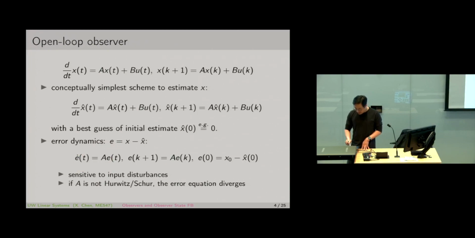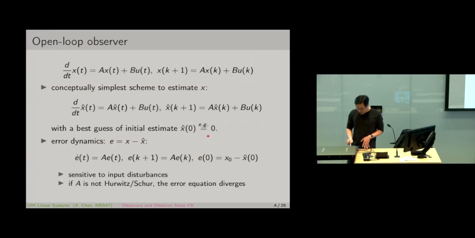The situation is the same if we consider the discrete time case. The input term cancels out, and then on the left-hand side, by subtraction, we get the error at time k plus 1, and on the right-hand side, I get A times the difference between x and x hat at time k. So these are the error dynamics.